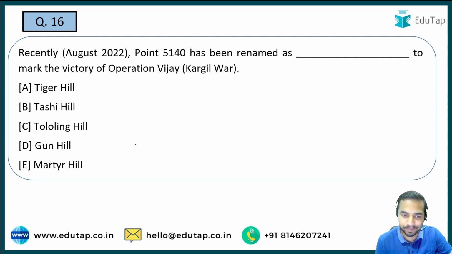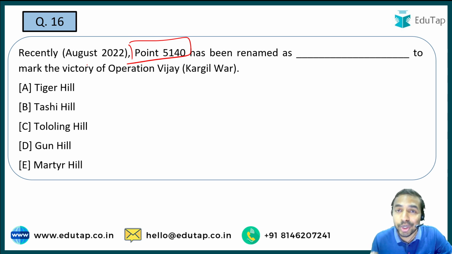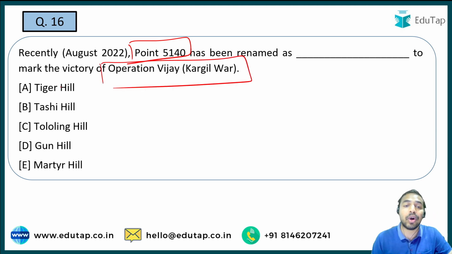Let's move on to the next question, and the next question is, you are required to tell me, see, recently the renaming, we have discussed in the past week that renaming of some cities was being done in Maharashtra, for example Dharashiv. But here the renaming of a point has been done, that is point 5140. So you are required to tell me the new name of that point, because it has been renamed to mark the victory of Operation Vijay. And guys, we all know that we recently celebrated Kargil Diwas. So guys, please tell me what exactly is the right answer.